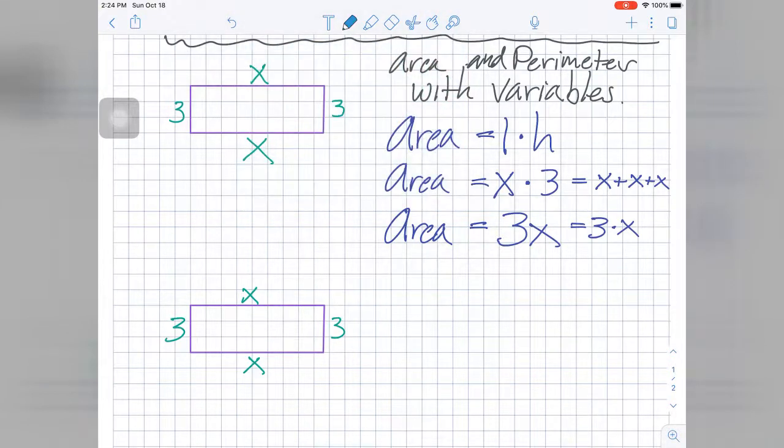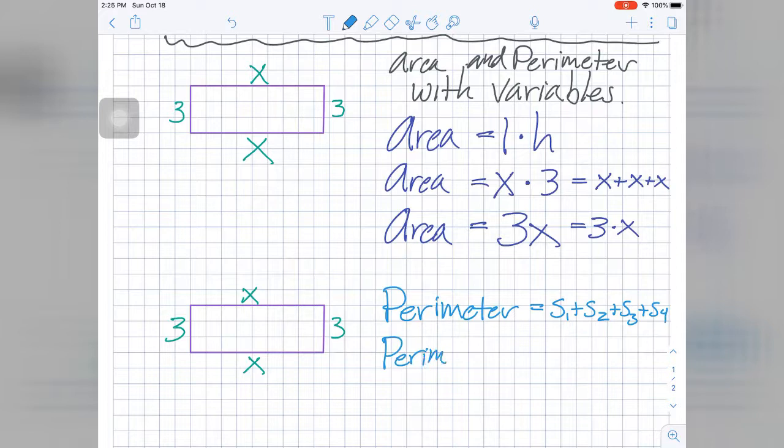So for perimeter is the same thing, right? Perimeter is going to work the same way. So perimeter is equal to side 1 plus side 2 plus side 3 plus side 4. And so, you know, it's just all of the sides. If there's 5 sides, then you have more sides. But in this one, we only have 4 sides.